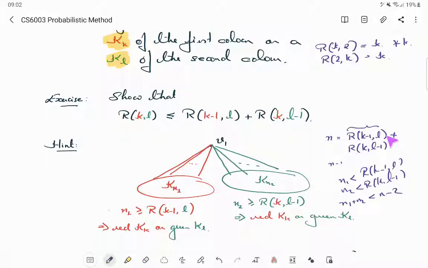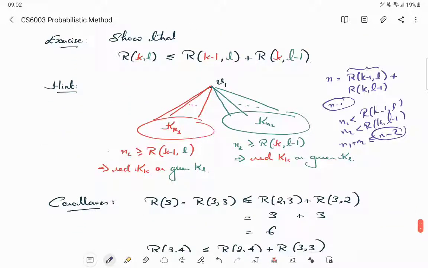Because this number is n, so this is less than or equal to n minus 2, which is a contradiction because n1 plus n2 has to be n minus 1. Okay, it cannot be strictly less than n minus 2. I told you it's an exercise, but I think I gave the whole proof. But I did it fast, I know.